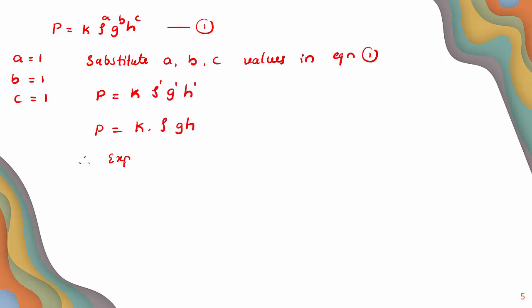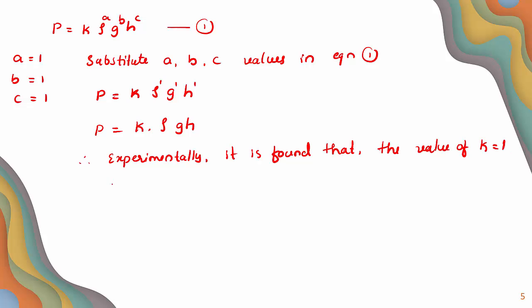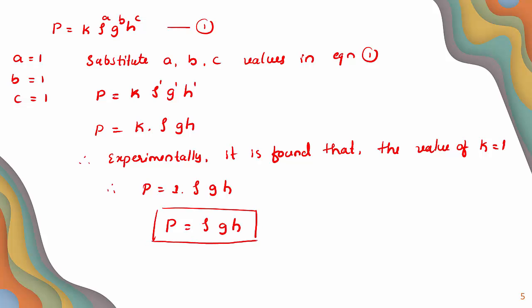Therefore, experimentally it is found that, what is the value of K? It is found that the value of K is equal to 1. Therefore, P equal to 1 into rho G H, or P equal to rho G H. So, this is the required equation. Is it clear? So, the required relation is P equal to rho G H.